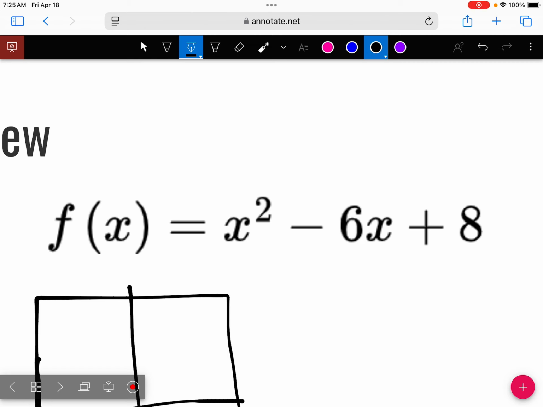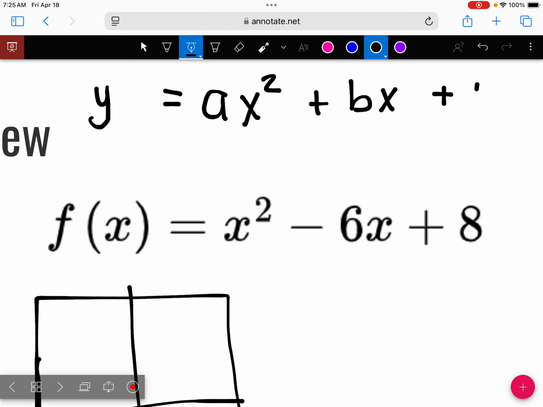So I'm going to walk us through the first one pretty slowly and then we'll do the other ones together. We're thinking through our quadratics over here as they're related to our standard form. That was our ax squared plus bx plus c.